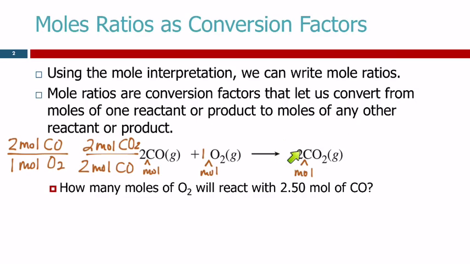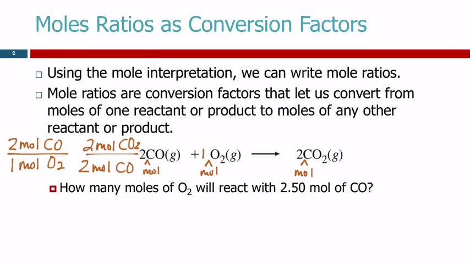We can take any two reactants and or products. They could both be reactants, they could both be products, could be one of each, and we can make a conversion factor directly from the balanced chemical equation. So then we can answer questions like this. How many moles of oxygen will react with 2.5 moles of carbon monoxide? I mean, it's easy to answer how many moles will react with 2 moles because that's the number in the equation. But what if it's 2.5?